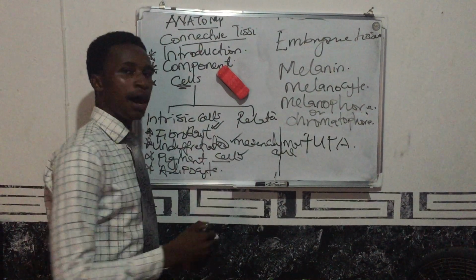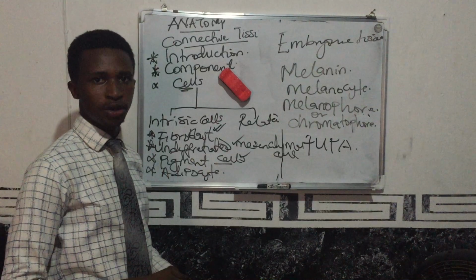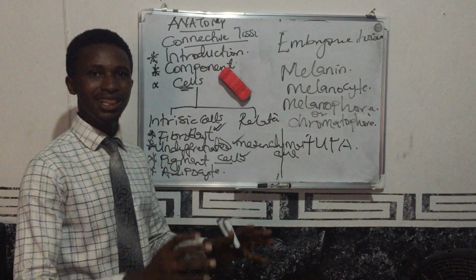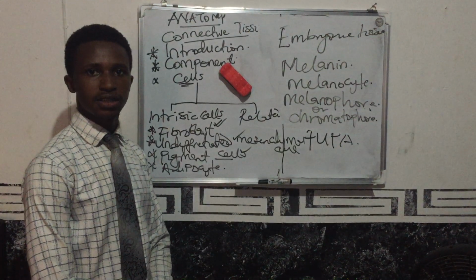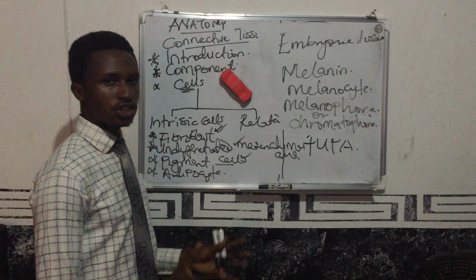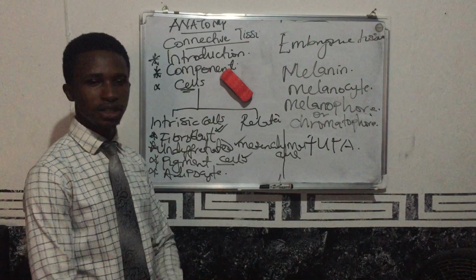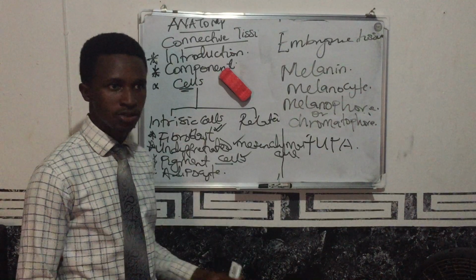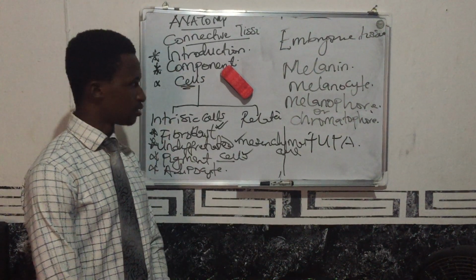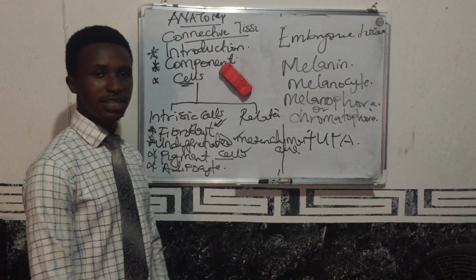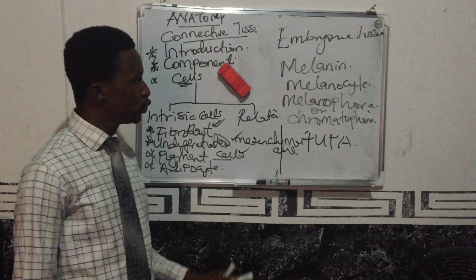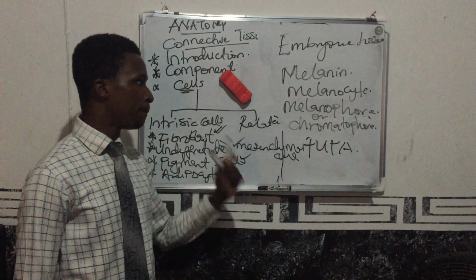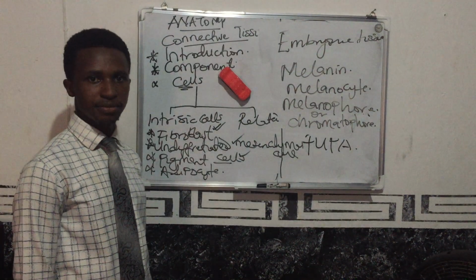Pigment cells are abundant in specific regions of the body. For example, number 1, in the skin, you can see lots of pigment cells. Number 2, in the iris of the eyes. And number 3, in the choroid of the eyes. Never forget, pigment cells always have melanin produced by melanocytes and destroyed or engulfed by melanophore or chromatophore.